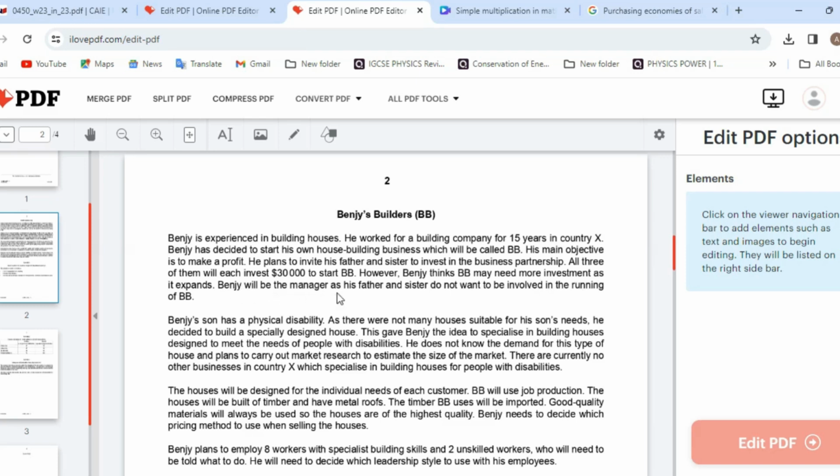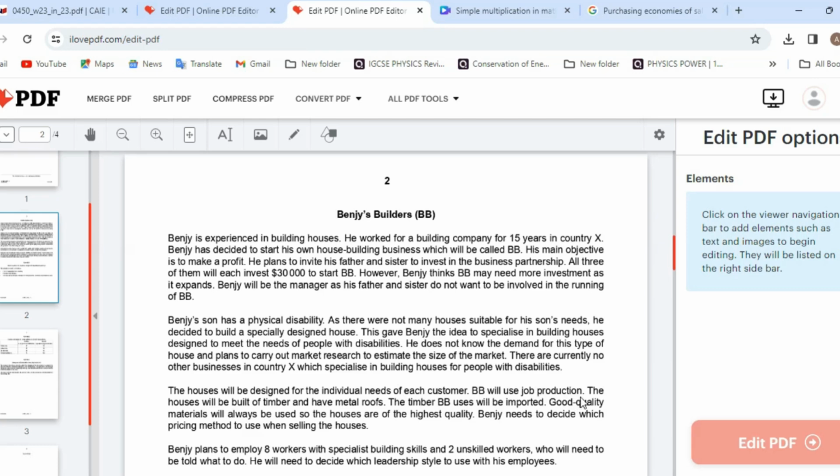Benji will be the manager as his father and his sister do not want to be involved in the running of the business. Benji's son has a physical disability, and as there were not many houses suitable for his son's needs, he decided to build a specially designed house. This gives Benji the idea to specialize in building houses designed to meet the needs of people with disabilities. He does not know the demand for this type of house and plans to carry out market research to estimate the size of the market. There are currently no other businesses in country X which specialize in building houses for people with disability.